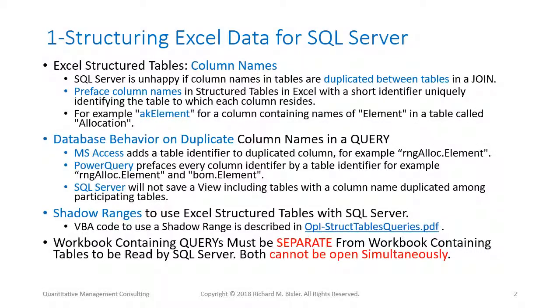You might have a field named AK_Element for a field in table Allocation, where AK is the abbreviation of the table name. Then you won't have duplicates, and when debugging, you can see clearly where a field came from. The database systems we're discussing all act differently if there are duplicated names among tables in a join. Access adds a table identifier dotted to the field name for the duplicated field, like Allocation.Element. Power Query prefaces every column identifier with its dotted table name, so there's never a duplicate.